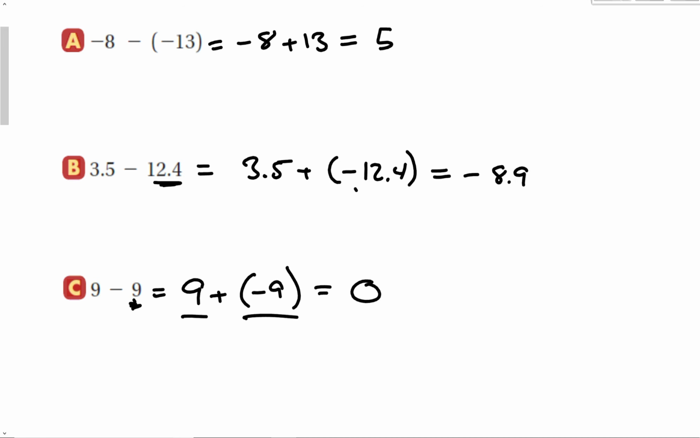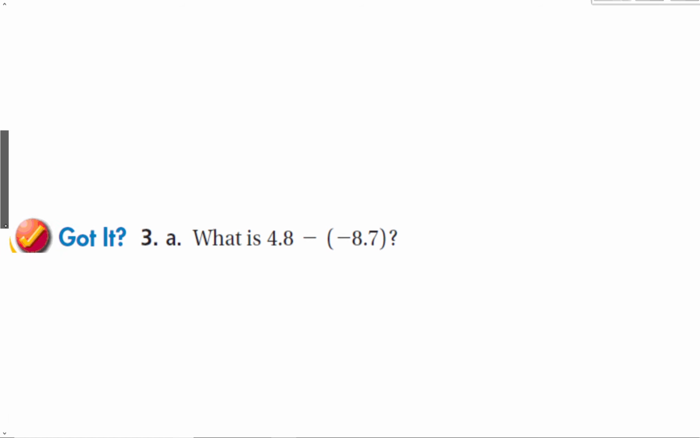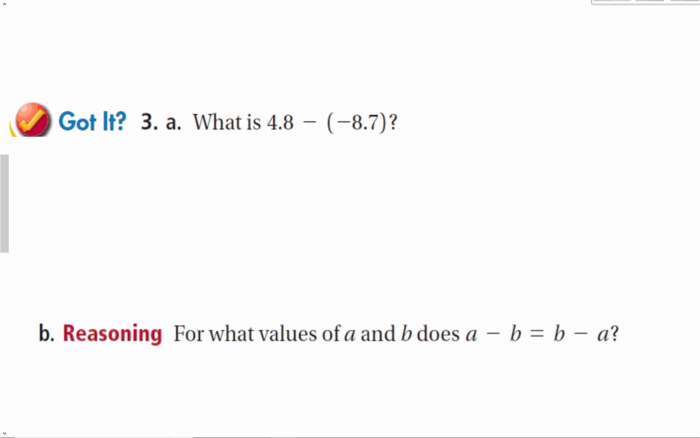Okay, let's look at our got it problem. For our got it problem, we're going to do another decimal: 4.8 minus a negative 8.7. So when I do that, I'm going to do 4.8 plus the opposite of negative 8.7, which is a positive 8.7, which gives me 13.5.